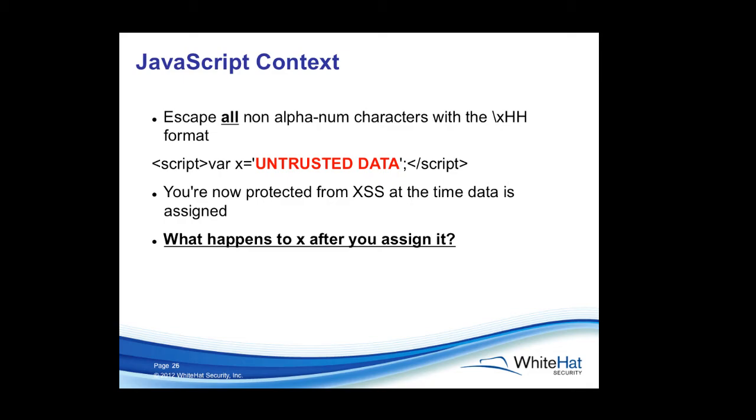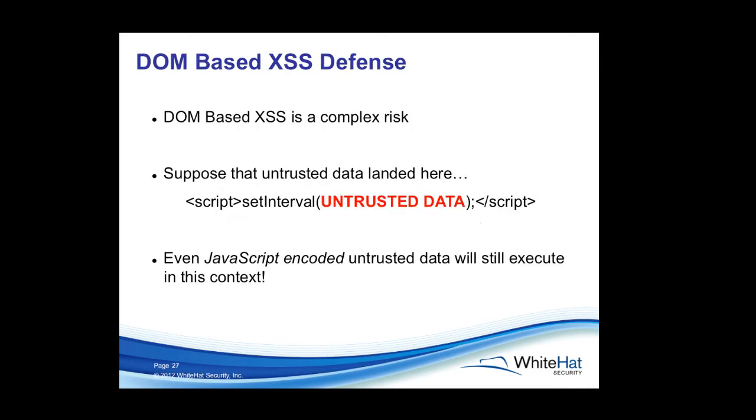But this is not enough. This will stop XSS at the time of rendering that variable. But the real question, and the deeper and more complex question, is what happens to that variable after you assign it? And so here's an example of untrusted data landing in that code execution context. We have eval, we have setInterval, we have setTimeout, and all of these will take untrusted data, automatically decode it, and then execute it like JavaScript. Again, even JavaScript encoded untrusted data will still execute in this type of context. So we need to do something better here.